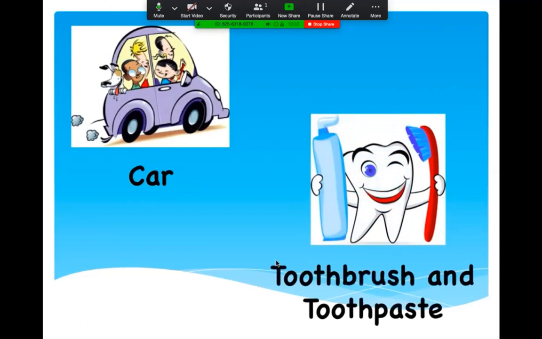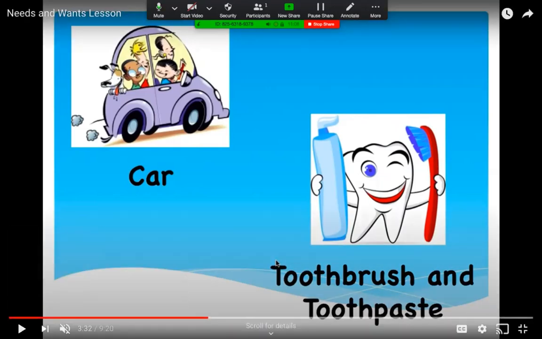Toothbrush and toothpaste, yes, of course, they are a need. I need them to keep my teeth nice and clean, to keep cavities away. Can you think of any other examples?